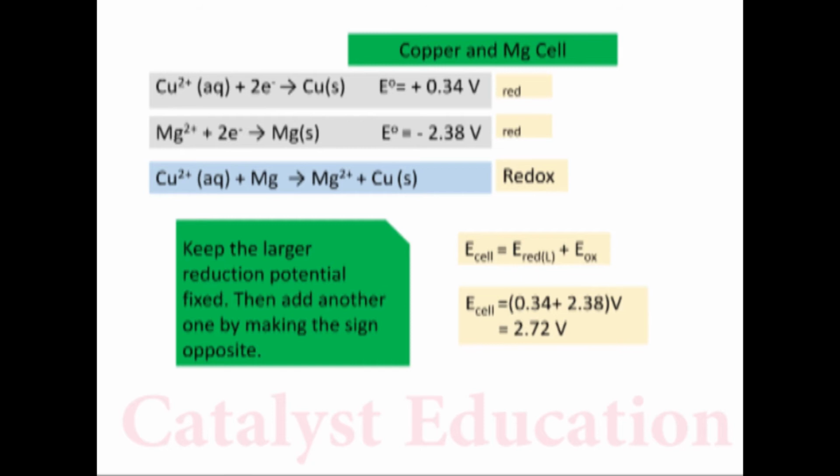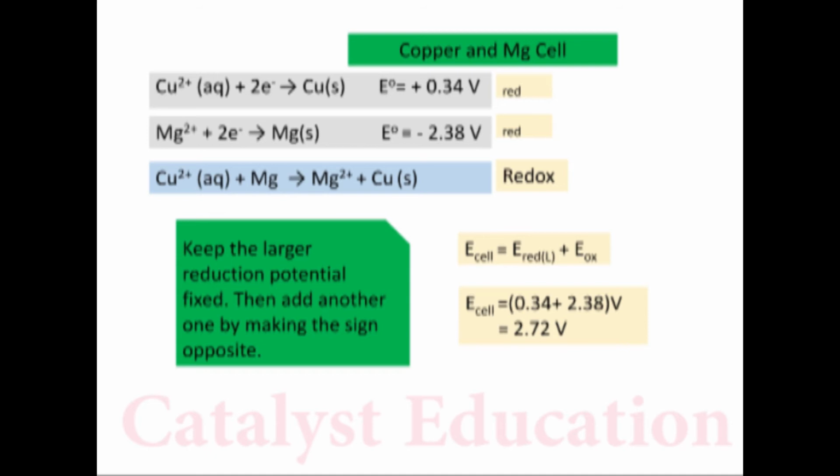Calculations of standard cell potentials of the copper-magnesium cell. The electrode potential given for copper is positive 0.34 volt. This is a reduction reaction. The electrode potential given for magnesium is negative 2.38 volt. This is also a reduction reaction.